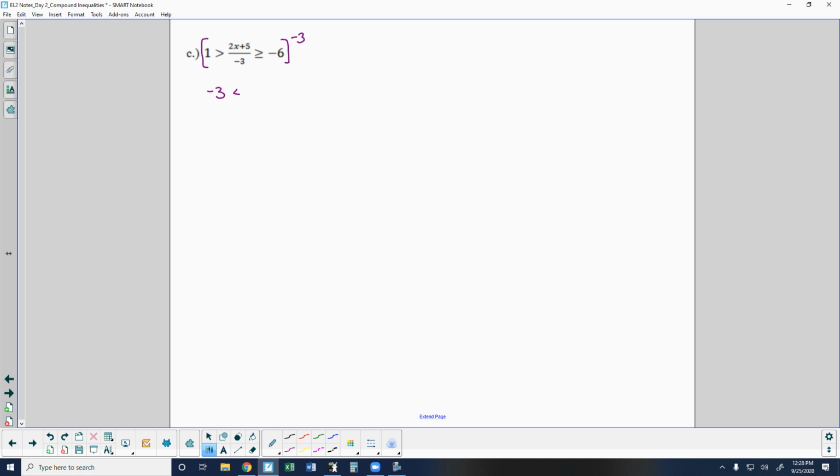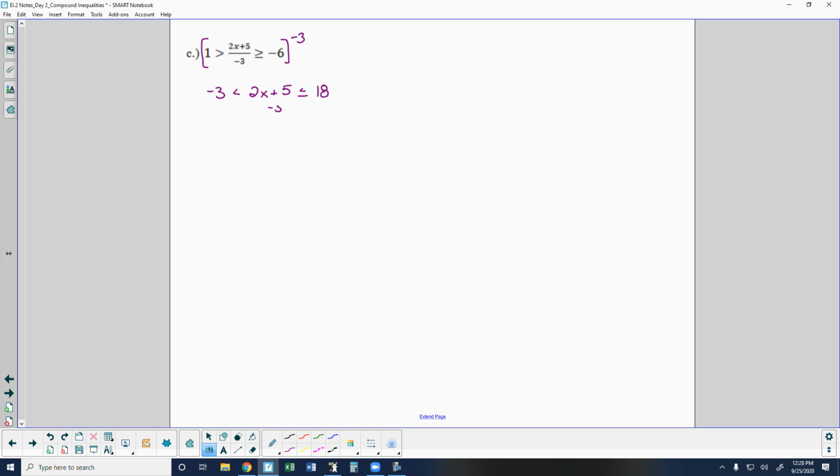2x plus 5 over -3 times -3. The -3's would cancel out, so we just have 2x plus 5. Remember, I'm going to have to switch this symbol as well. -6 times -3 would give me a positive 18. Now I can continue to solve.